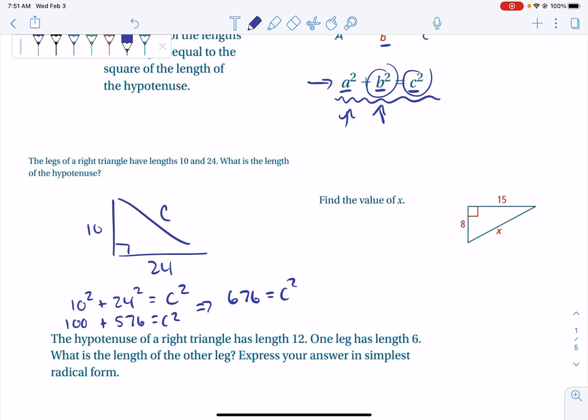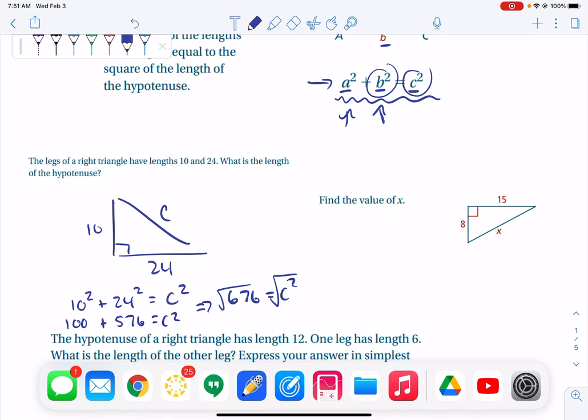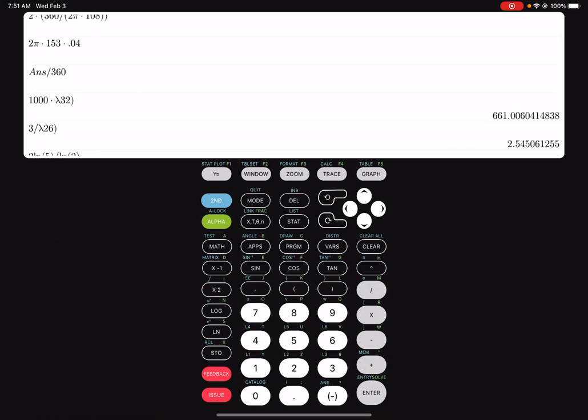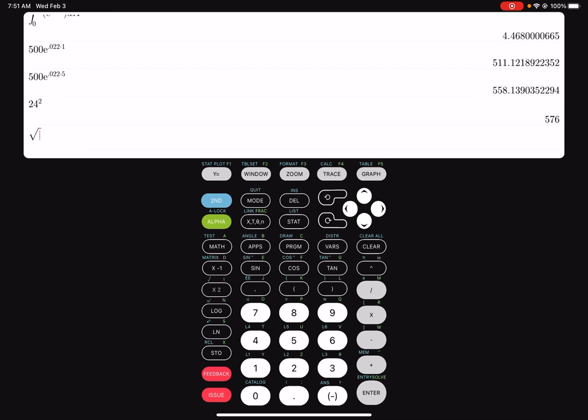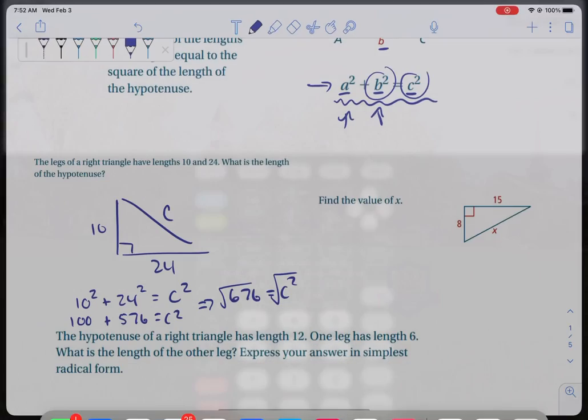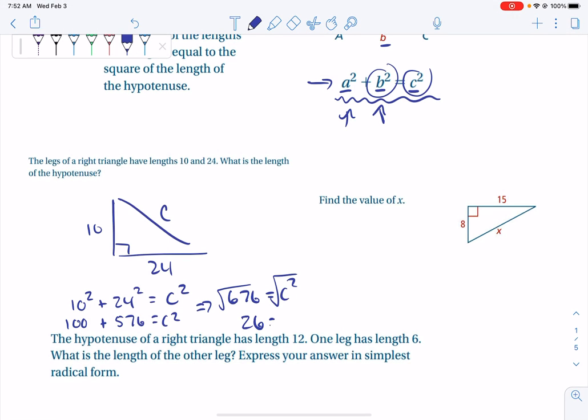Now to figure out what c is, to get rid of that squared, all I have to do is take the square root of both sides. So square root of 676. Now sometimes this is a nice number, sometimes it's not. 676, enter. This one gives me 26. So that tells me that 26 is equal to C. So this side is going to be 26, all right?